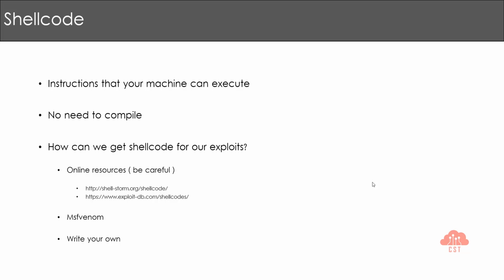Now there are multiple resources available online where shellcode is publicly available. Shell-storm.org is one example, and exploit-db.com is another place where you can get shellcode. Now, we will have to be extremely careful when downloading shellcode from publicly available resources because the shellcode that you are downloading can have malicious functionality and you may execute it on your machine, and when you execute it on your machine, it can cause damage if it is built by someone with malicious intent.